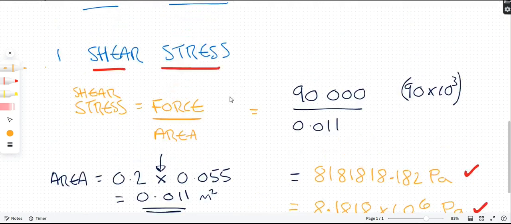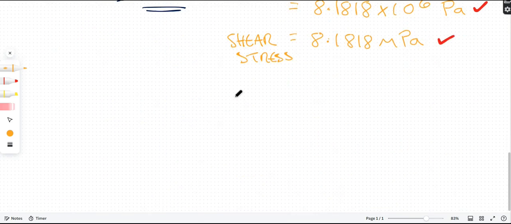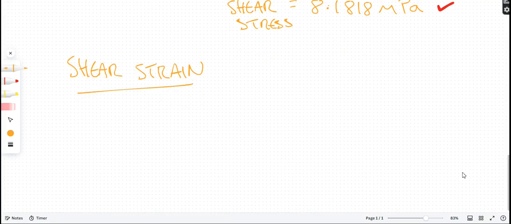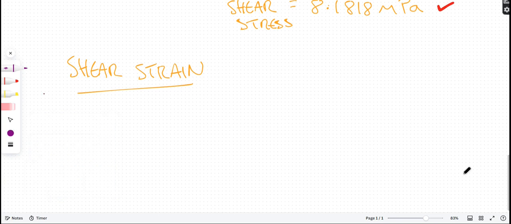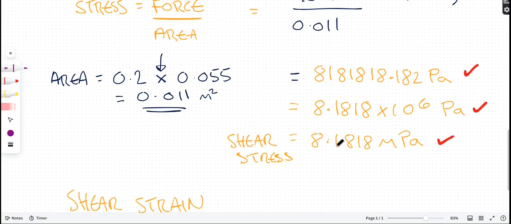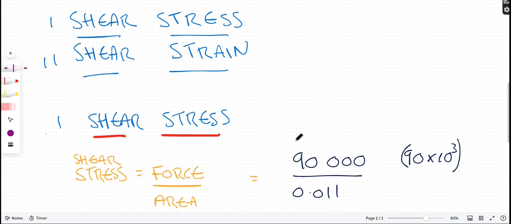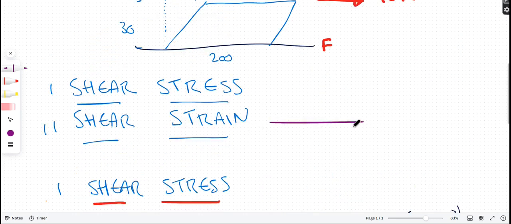Okay, so that's part 1 done. And then the next one is shear strain. So we're going to find shear strain. That's the next part coming up. We've done shear stress. Let's get a different color. So strain, because a force will cause a stress will cause a strain. We've done the shear stress, 8.18 megapascals. Now we've got to do the shear strain.